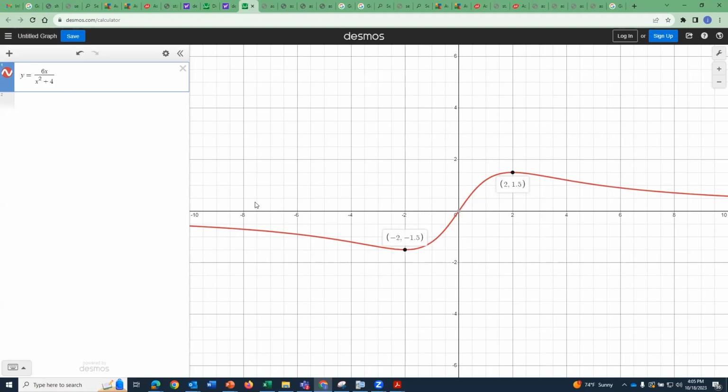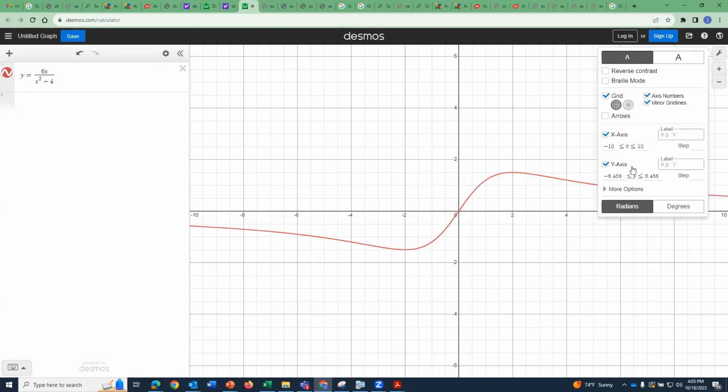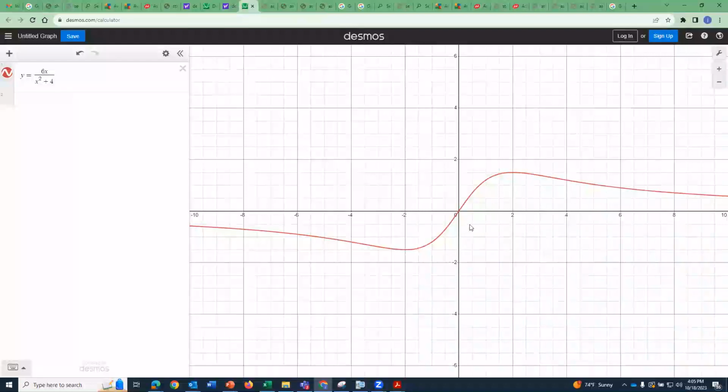And try to put a range from -10 to +10. We get a nice graph. To do that, you just go here, use this one, and set it. Okay, -10 to 10, and -6 to 6, or -7 to 7, or 10 to 10 will be okay as well. And you will have a shape like that.